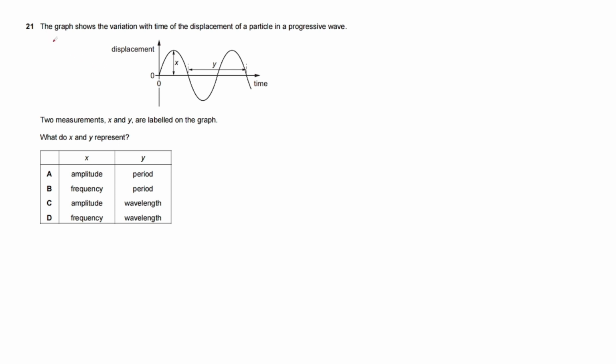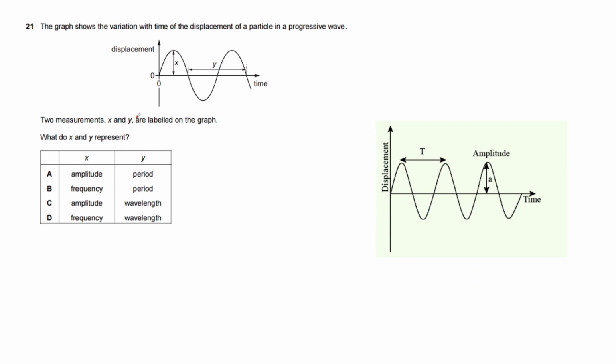The 21st question: the graph shows the variation with time of displacement of a particle in a progressive wave. Two measurements x and y are labeled on the graph. What do x and y represent? So we know this is a displacement-time graph. In a displacement-time graph, x represents the maximum displacement of the particle, which is the amplitude, okay? And y is the time taken for one wave, which is called the period. So for this question, option A would be the correct answer, amplitude and the period.